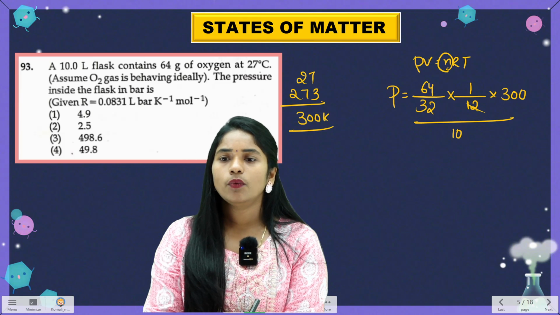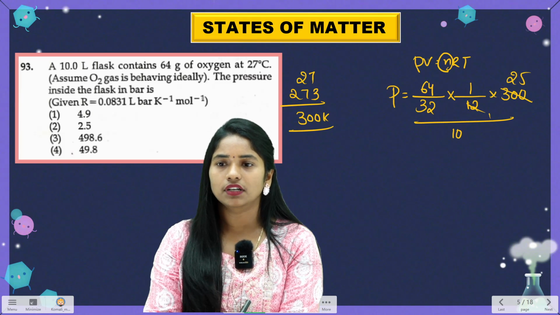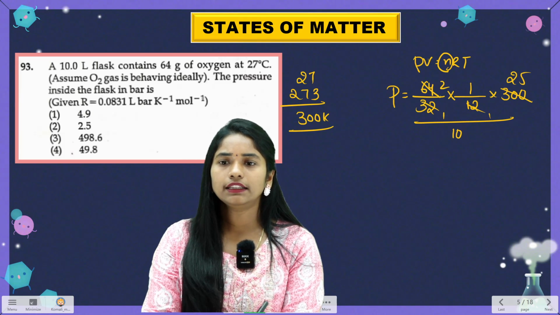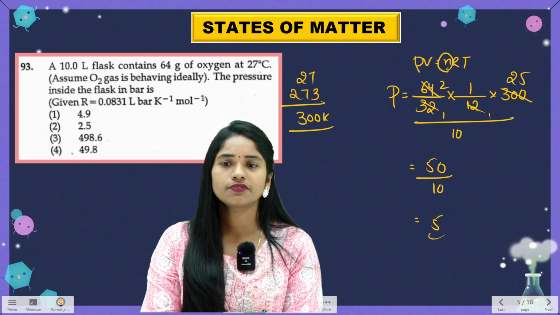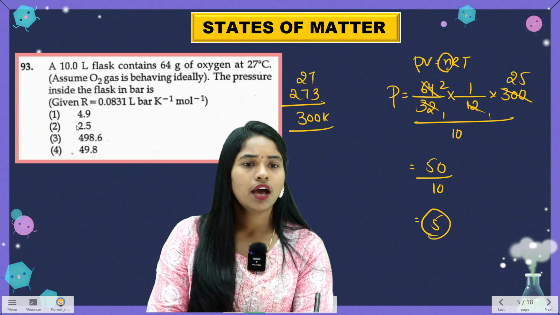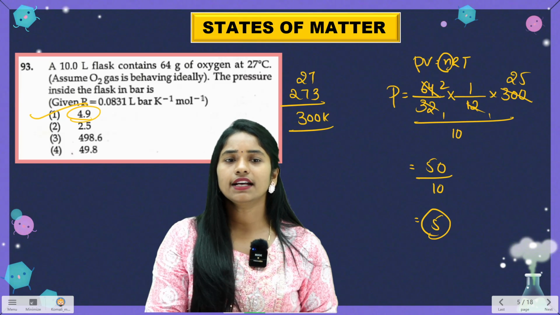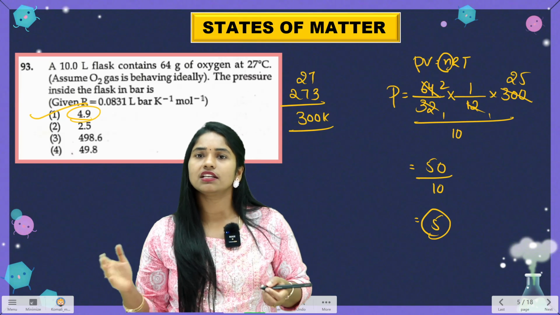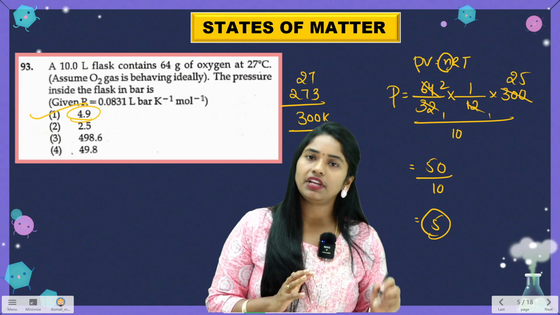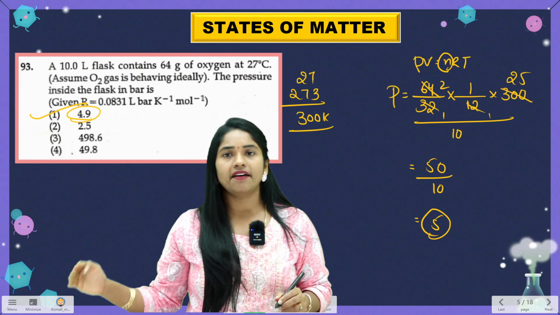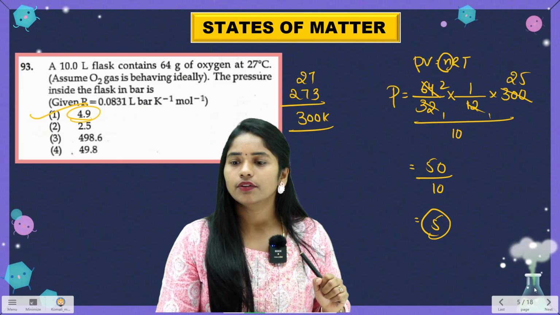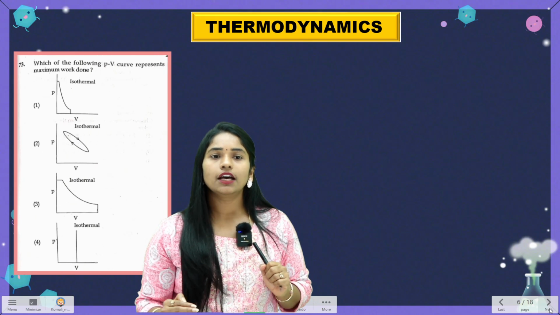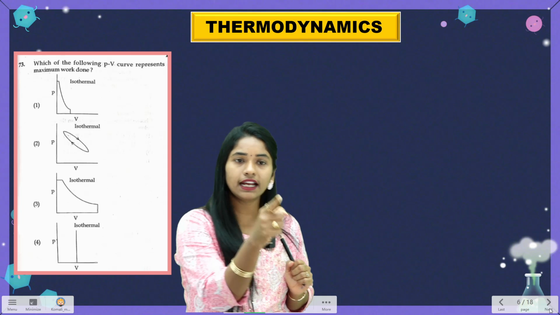Then 12 ones are 12, 2 5s are 10, then 50 divided by 10, pressure is around 4.9, which is the correct answer. What is the unit? Pressure is in bar, because the R value we have taken in bars and volume we have taken in liter. Is it clear? This is a question we got in the 2022 chemistry paper. Now, from thermodynamics, we got one question, that is this question.